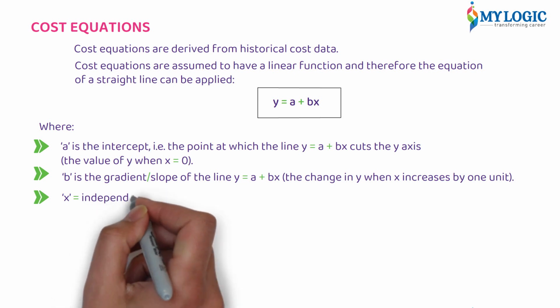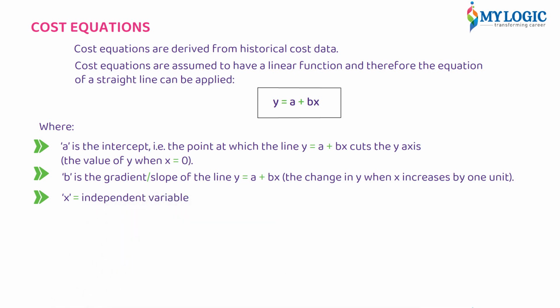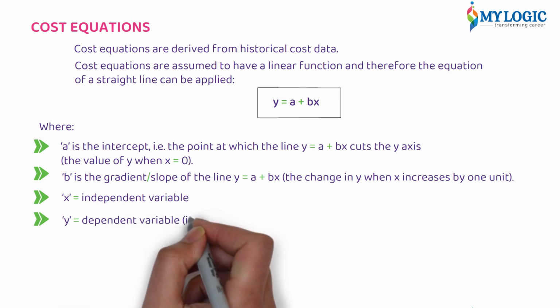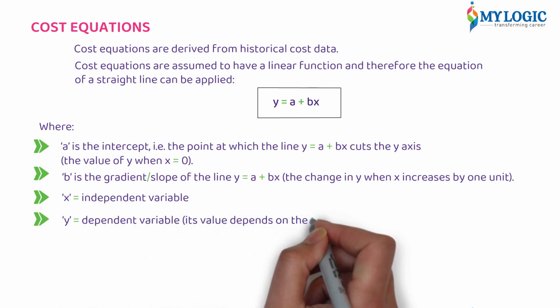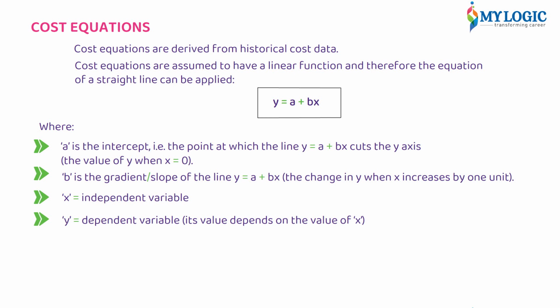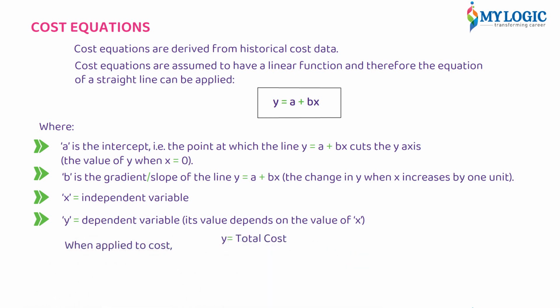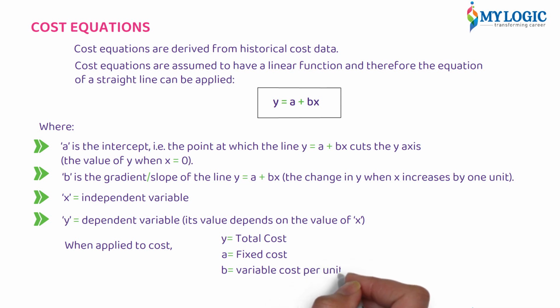X is equal to independent variable. Y is equal to dependent variable. Its value depends on the value of X. When applied to cost, Y is equal to total cost, A is equal to fixed cost, B is equal to variable cost per unit, X is equal to number of units.